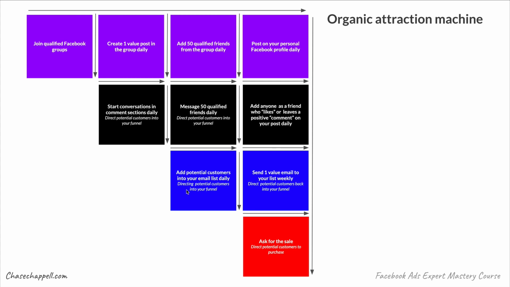And now these people are going to be on your email list, and you're going to be sending them one value email. So now even off of the social media platform, you're showing up in the inbox, giving them value, and you're going to be linking back to your actual funnel so that way you can capture these people. And then you're going to ask for the sale. And basically, we're going to use the organic attraction machine to get 5 to 10 customers. And once that is the case, you have a proof of concept, and I definitely 100% give you the green light for running paid ads.